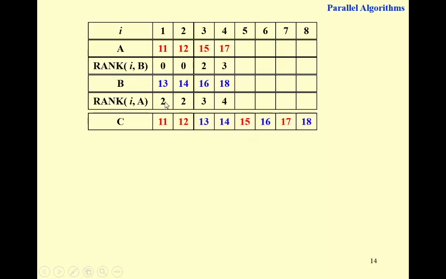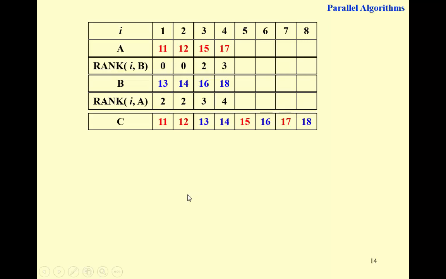So this is 2 plus 1. That gives 3. And this is 2 plus 2 is 4. For 16, we have 3 plus 3. That gives 6. And 18 is 4 plus 4. The position is 8. Okay, now, how are we supposed to get these ranks?